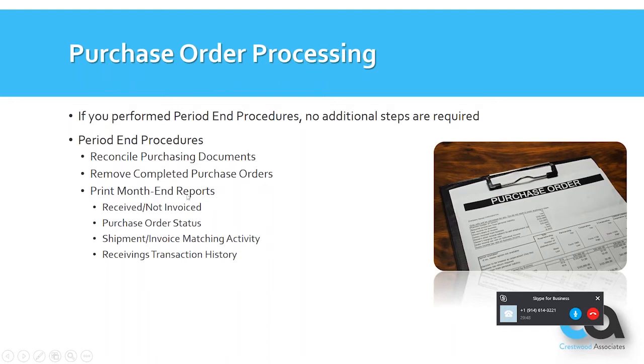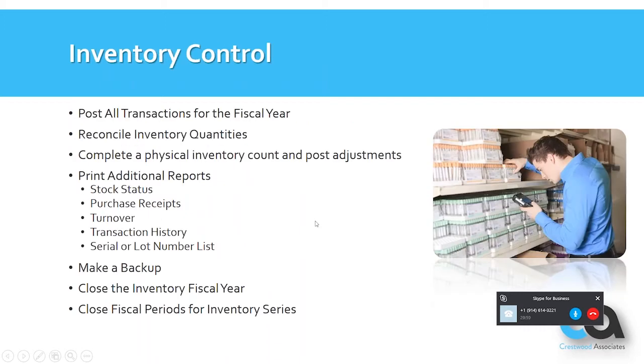And then there are some month-end reports related to purchase order processing that are recommended that you have. So we have those listed out here for you. Okay, so now we get to a section where we actually do have a year-end close process. So for inventory management, you do want to run through this process, assuming you're using the inventory module within GP. If you're not using it, you don't have to do anything here.